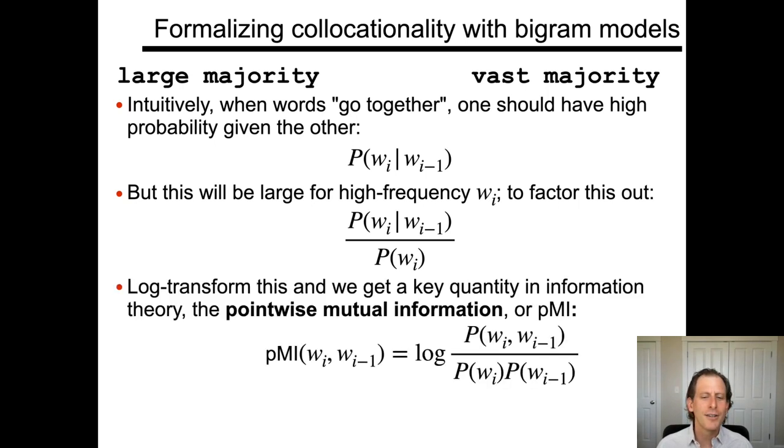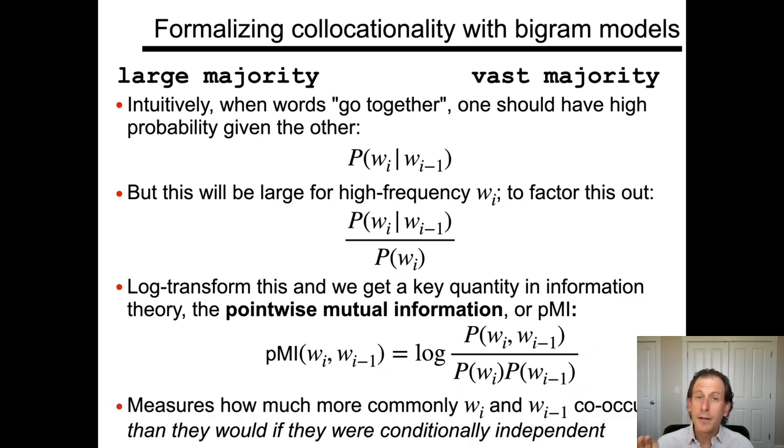Now it turns out that if you stare at this a little bit more, you'll realize that this is very closely related to something we covered in intro information theory, which is the pointwise mutual information. Remember that P of w_i given w_{i-1} is just the joint of w_i and w_{i-1} divided by P of w_{i-1}. That's this thing right here. And if we divide now by P of w_i, we get this whole thing right here. And if we take the log, that gives us what's known as the pointwise mutual information.